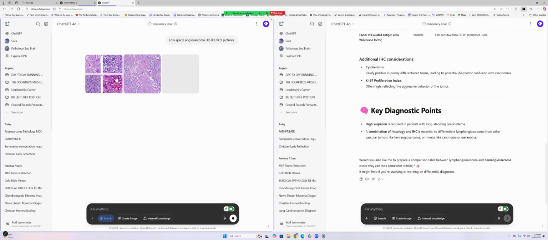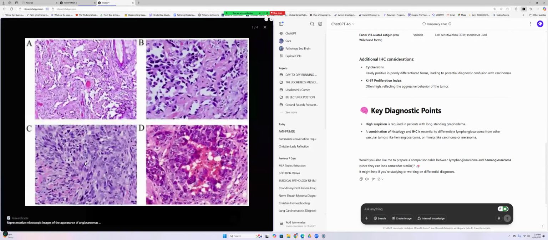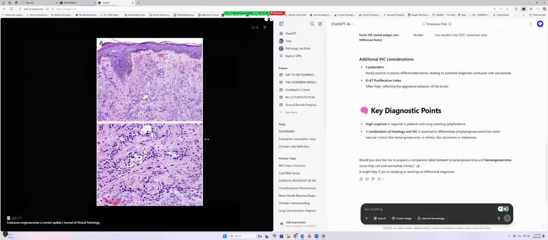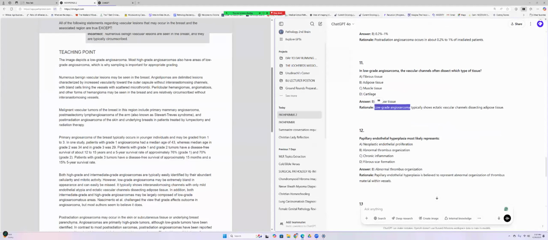Low-grade angiosarcoma. Let's be sure. This is angiosarcoma, not low-grade angiosarcoma. But the vascular channels here, you see them, this is what I'm thinking about. Vascular channels dissecting through adipose tissue. Can you see it? Okay, yeah. Low-grade angiosarcoma has vascular channels dissecting through adipose tissue. That's the best. Low-grade angiosarcoma typically shows excessive vascular channels dissecting adipose tissue. Very nice.